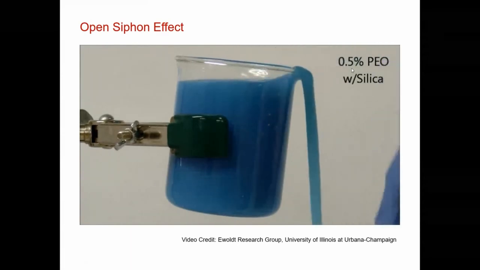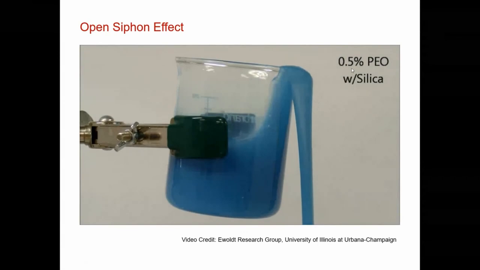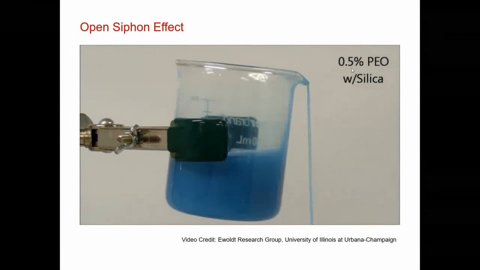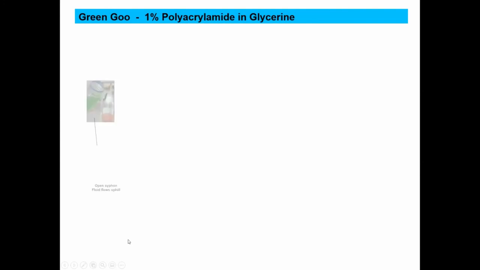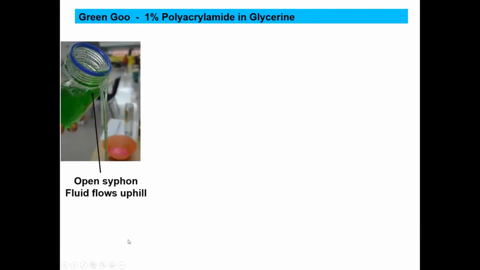You can see when you add the particles, it actually makes it do this less strongly, but the orange fluid, almost the entire container gets emptied. And we made a similar fluid. Unfortunately, it's sitting in Daniel Reed's office, and so I can't get a hold of it. And this was a 1% solution of polyacrylamide, which again is another long chain polymer in glycerin.